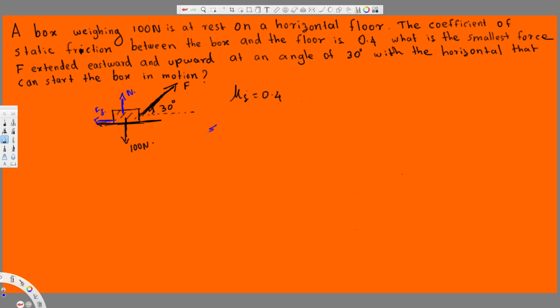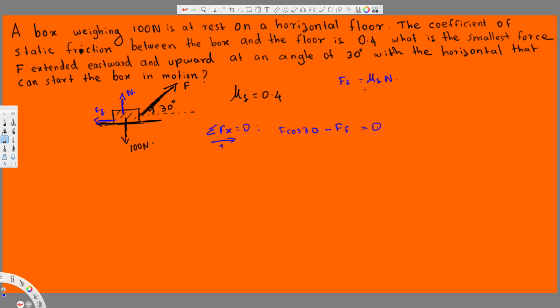First is sigma Fx, that's horizontal forces. So in this case we have two horizontal forces. One is F cos 30, that's in the positive direction, so I'm taking this direction positive. So F cos 30 is positive, and also force of friction acting in the opposite direction, so it's going to be minus Ff, and these are the two forces, so we can equate this to 0. And from this we also know that the force of friction equation is Fs is equal to mu s times N, so we can substitute here.